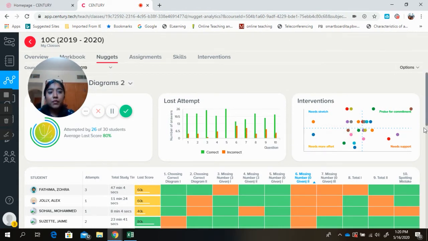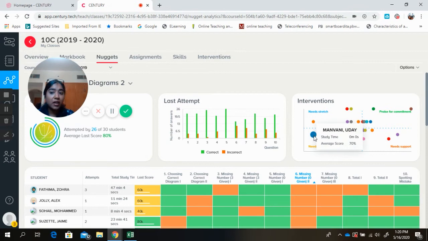Over here, you can see that needs more stretch. These are the ones who have got 90%, and you want to challenge them with higher order thinking questions. So these are your exceeding ones whom you really want to challenge. So that's needs stretch.